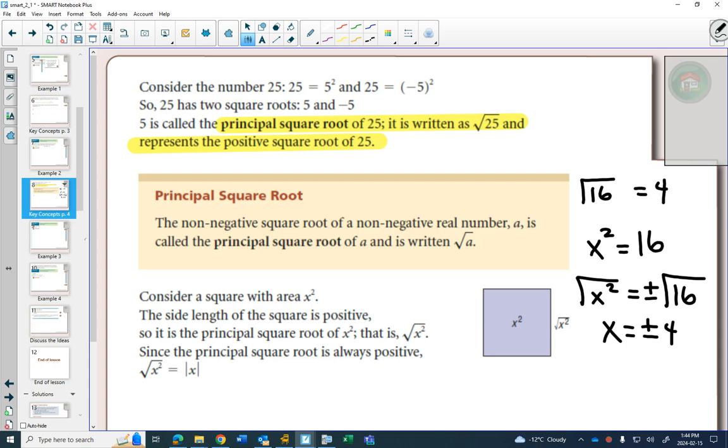Slight difference. So square root by itself is called the principal square root, and it is always positive. Well, except for 0. 0 is neither positive or negative. So when you square root 0, you get 0. That's why the question doesn't say positive, because 0 is not positive or negative. So they say non-negative instead. Okay, so sometimes we're looking for only the positive value. Like if you were finding the side length of a square, you would find the square root of x squared.